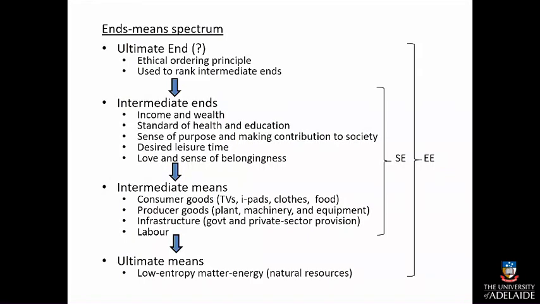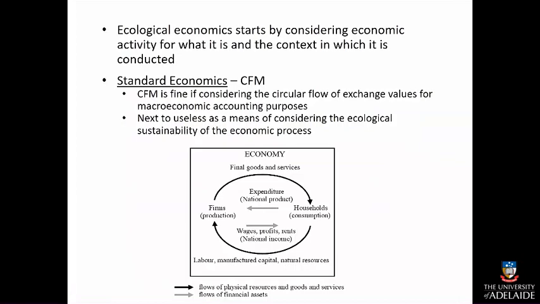waste. And you can see that standard economics tends to focus on the intermediate segment of the ends-means spectrum, the intermediate means and the intermediate ends, whereas ecological economics tends to focus on the entire spectrum. It is concerned with how we might order our ends, and it particularly stresses the importance of the ultimate means. Okay.